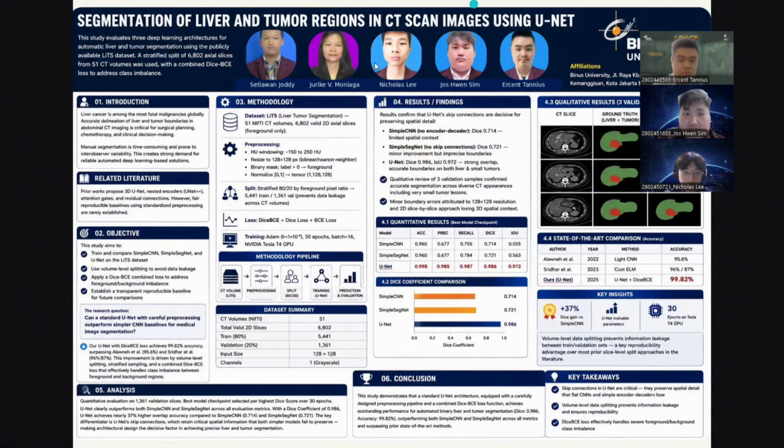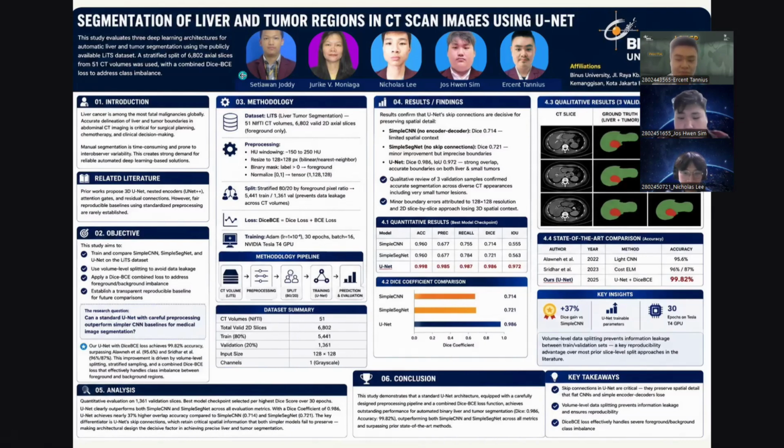Next is methodology. The study used the LiTS dataset containing abdominal CT scans. A total of 6,802 informative axial slices were extracted from 51 CT volumes. The preprocessing pipeline includes HU windowing, mask binarization, normalization, and resizing images to 128 by 128 pixels.